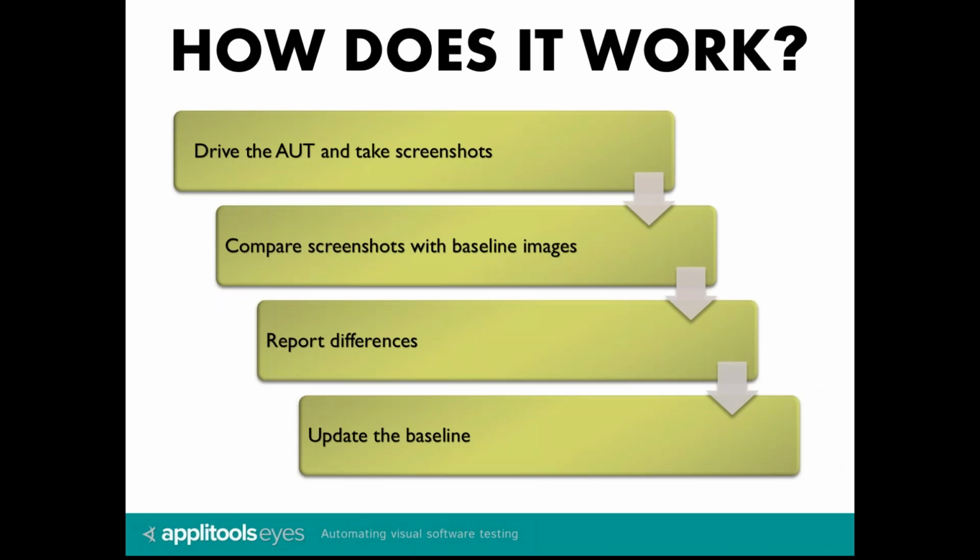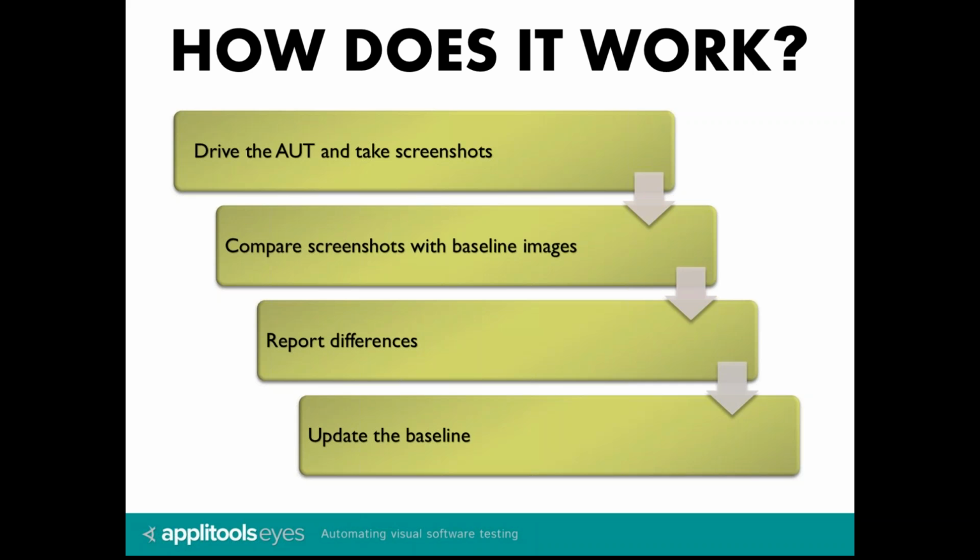So how does a visual test automation tool work? The workflow is very simple and consists of 4 steps. In the first step, you drive the application under test and take screenshots. In the second step, the tool takes those screenshots and compares them with baseline images. These baseline images define the expected appearance of the application.